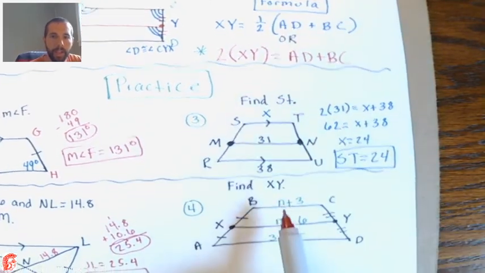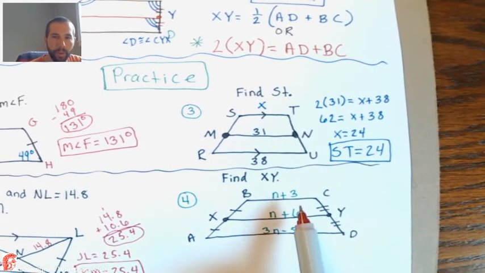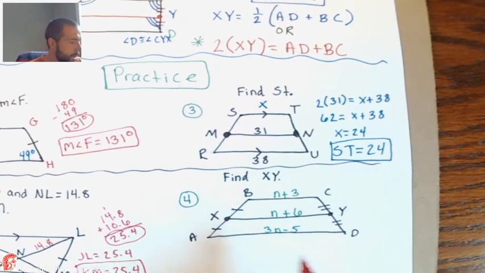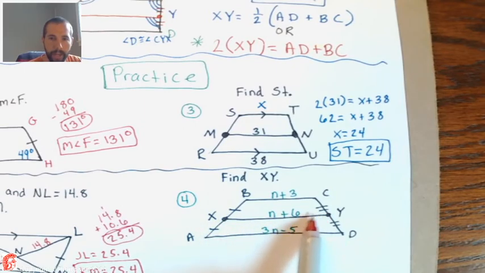If we do n plus 6 equals 1/2 of n plus 3 times 3n minus 5, we have to distribute that 1/2 in. We're going to distribute it to a 3. We're going to distribute it to a 5, a 3. We're going to get decimals. I'd rather that not happen. So I'm going to use the other formula, which is 2 times XY, which won't create any decimals, equals top plus bottom, base 1 plus base 2.